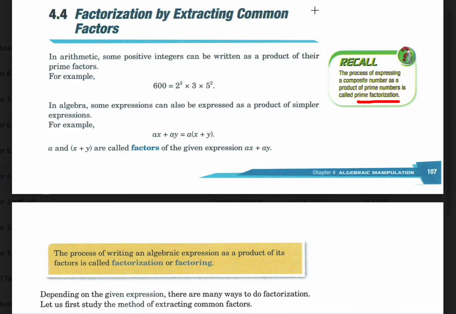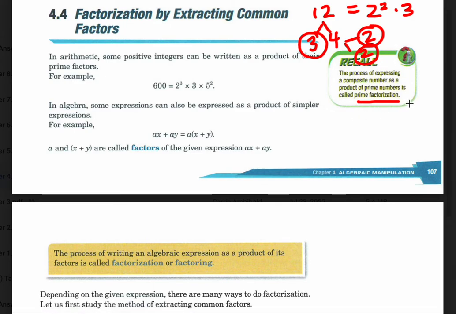So for example, 12, we broke it down into 3 and 4 because 3 times 4 is 12. And then we broke down 4 into 2 times 2. So at the end we got 3 times 2 times 2, or 2 to the second power times 3. That was prime factorization, right? We broke it down into the products that could make up that number. And since it's prime factorization, we stopped when we got only prime numbers at the end.